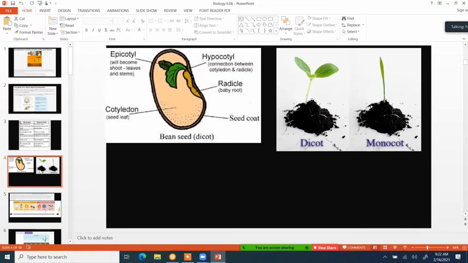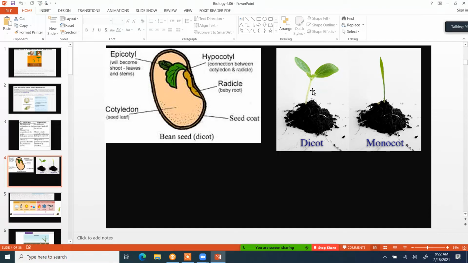If you go down to this picture here, it shows it a little bit over here, that in a dicot, here's the hypocotyl. It's basically the top portion of the root, and the radicle is the beginnings of the actual root. And notice here on the right, look at the monocot; it comes out with just one leaf. The dicot comes out with two leaves.